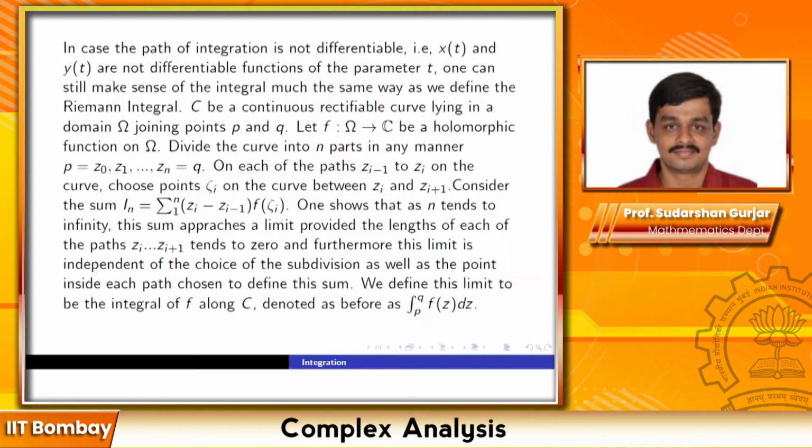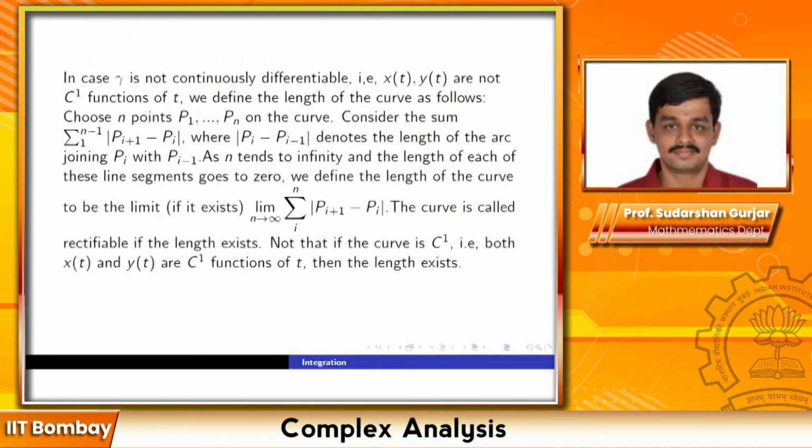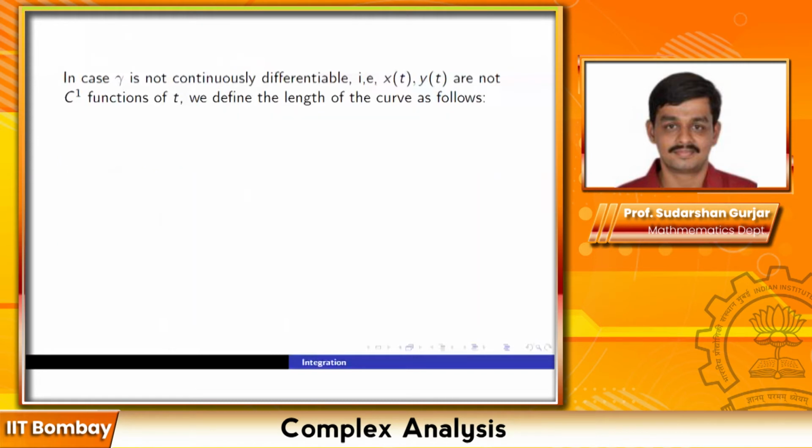Let me touch upon another topic. All along we were assuming that our curve was smooth. In case the path of integration is not differentiable, that means x(t) and y(t) are not differentiable functions of the parameter t, one can still make sense of the integral, much the same way as we define the Riemann integral. So let C be a continuous rectifiable curve lying in a domain omega joining points P and Q. Rectifiable means its length exists. In the beginning we defined the length of any curve, right? This is how we defined the length of the curve.